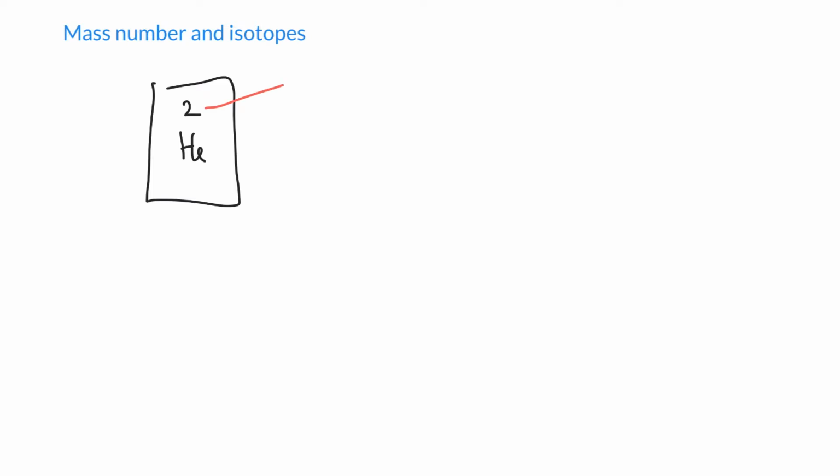He is a very funny element. He, right? It is helium. And its atomic number is 2, which means that it has 2 protons inside of its nucleus. And we have to talk about something else. We have to talk about mass number.